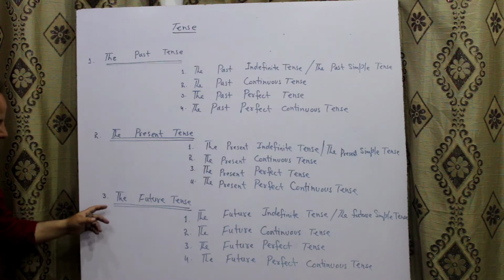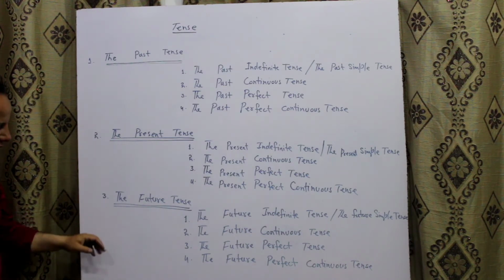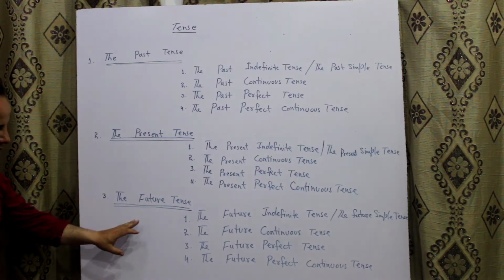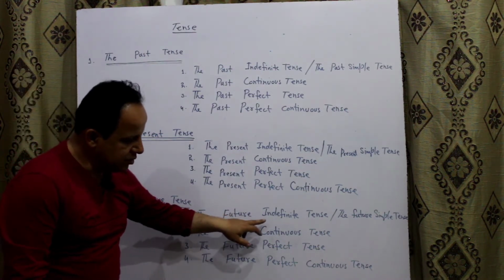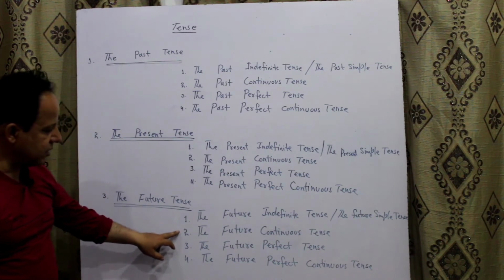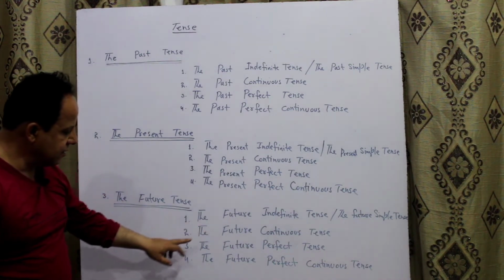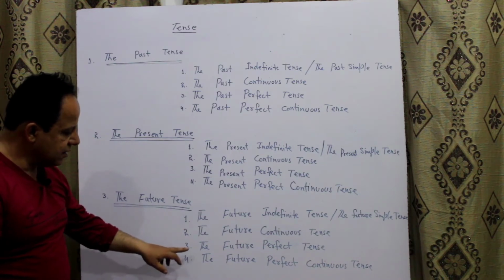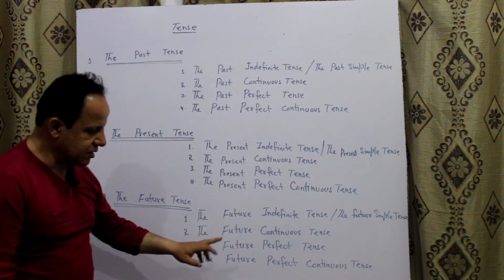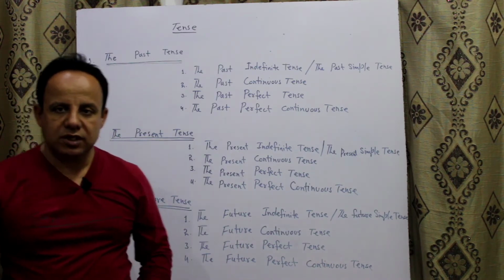Finally, we talk about the last tense, the future tense. It also has four sub-branches. The first one is the future indefinite tense or the future simple tense. The second one is the future continuous tense. The third one is the future perfect tense. And the last one is the future perfect continuous tense. So these are the tenses.